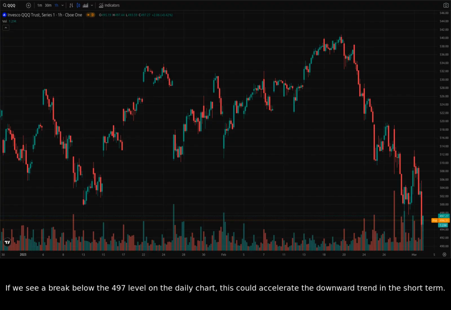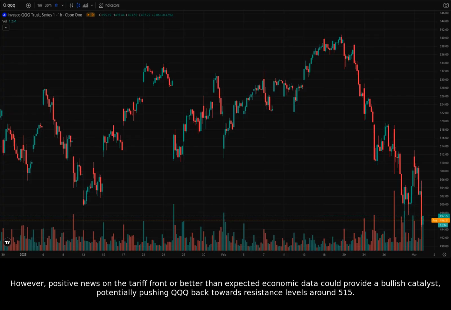If we see a break below the 497 level on the daily chart, this could accelerate the downward trend in the short term. However, positive news on the tariff front or better than expected economic data could provide a bullish catalyst, potentially pushing QQQ back towards resistance levels around 515.